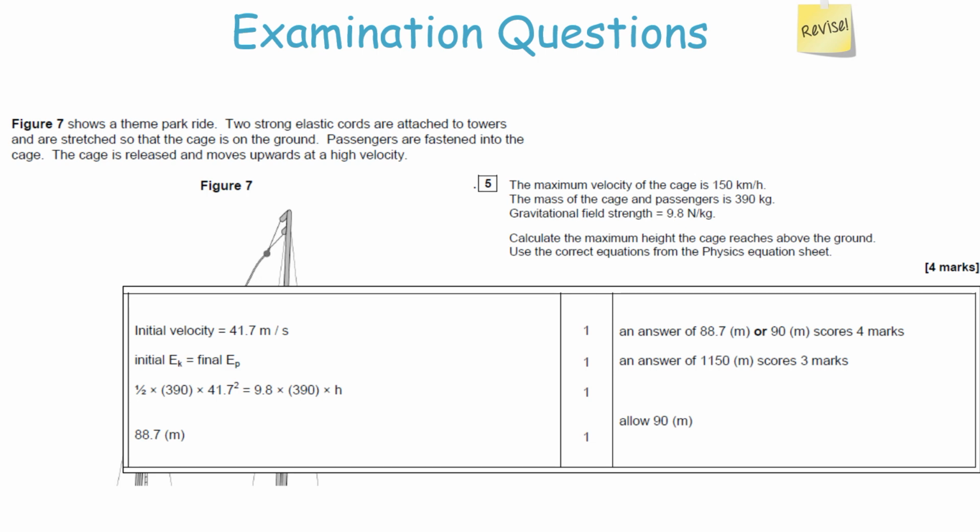So we can say a half mv squared is equal to mgh. So you substitute all your values into your equation. A half times by 390 times by 41.7 squared equals 9.8 times by 390 times by h. We work it through, we rearrange to find out h, and we get 88.7 meters.